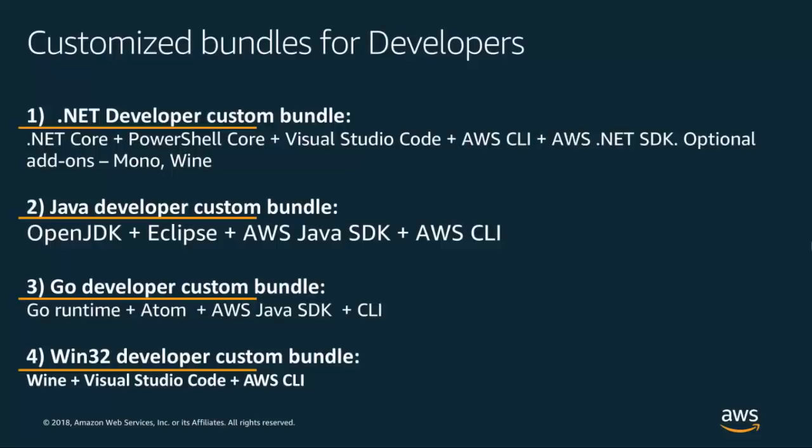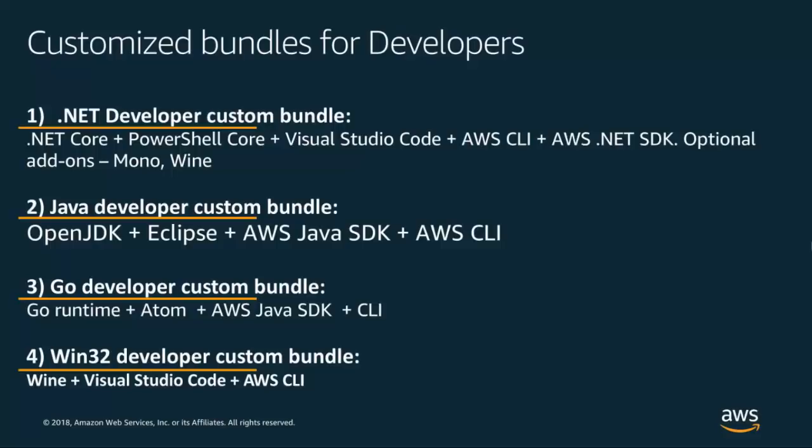A .NET developer requires .NET Core. This is a recently launched product for Amazon Linux, which lets you write code for .NET. Then you need, of course, PowerShell Core. Then you have Visual Studio Code, which is pretty common and famous for writing .NET code. Of course, we have the AWS CLI, the AWS .NET SDK, and you can also add things like Mono or Wine in case you want to test something right on your box on your desktop, or you can choose to ship your code to an EC2 instance and test it there.